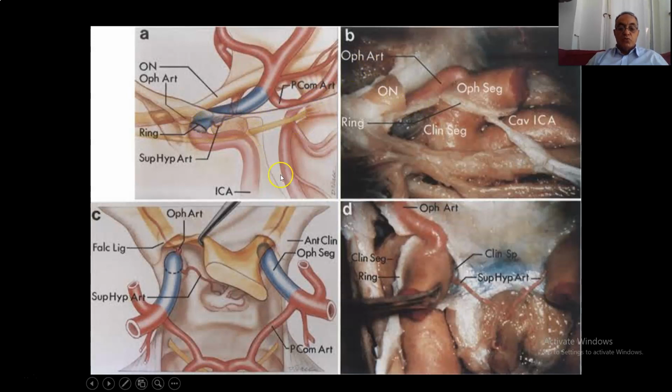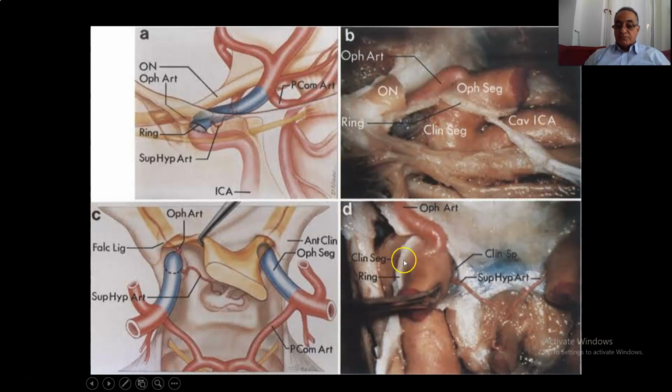Ophthalmic segment is in blue. From when the carotid artery pierces the dura, the distal dural ring, and passes intracranially until the origin of the posterior communicating artery. This blue part is the ophthalmic part of the intracranial internal carotid, and here is also the ophthalmic part, and here is the ophthalmic segment, distal ring pierced, entering intracranially. This is the cavernous carotid. We have the ophthalmic segment here till the origin of the PCOM.